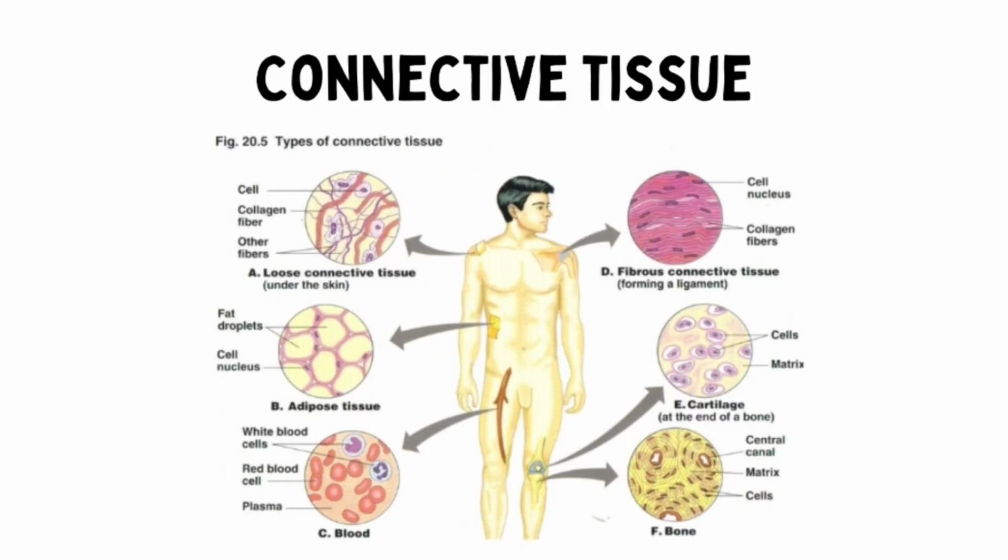Connective tissue is one of the most abundant in the body and has several functions. It supports and fortifies other tissues, protects internal organs, transports substances such as blood, stores energy, and is a source of immune responses. And it's highly vascularized.